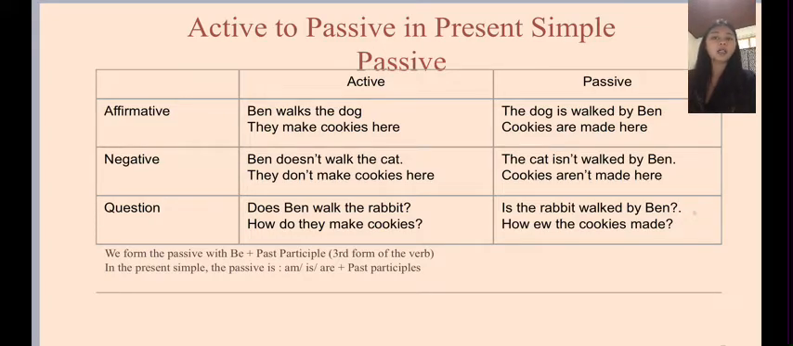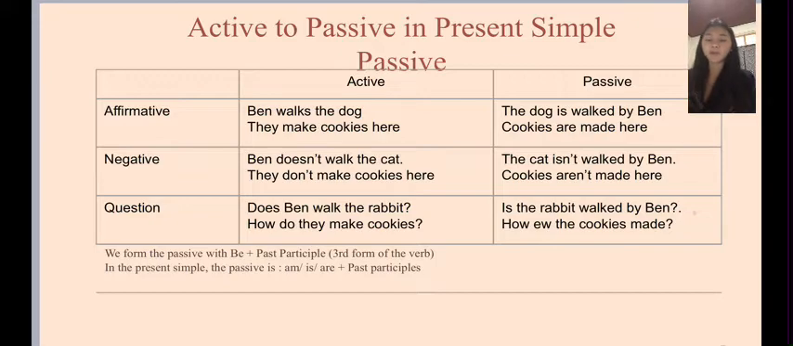And I got some examples. For the affirmative, the active is Ben walks the dog. And the passive is the dog is walked by Ben. The dog here is the subject, and is here is to be. Walked here is past participle, and by Ben here is by subject.